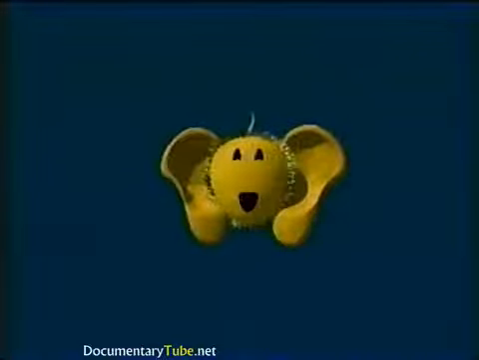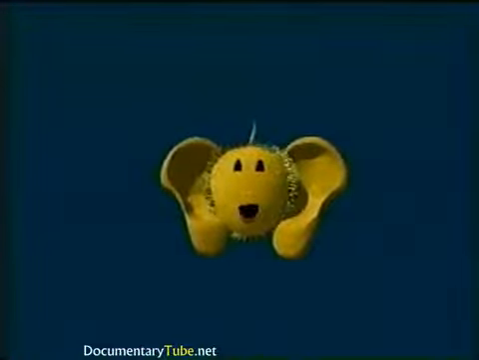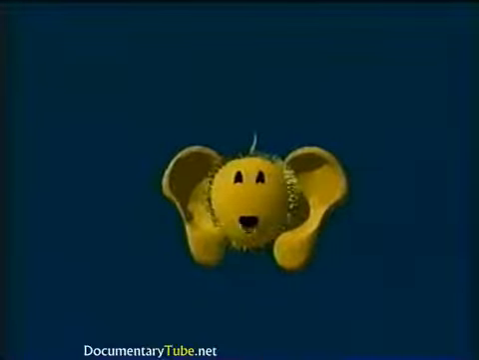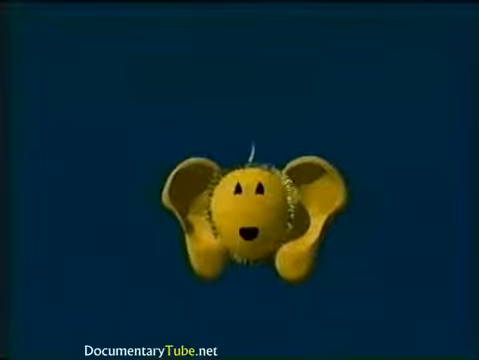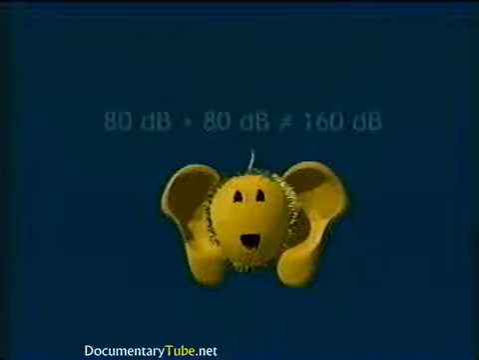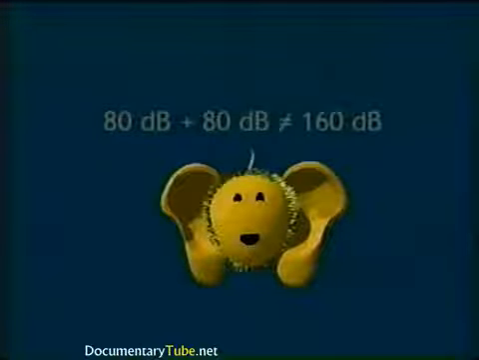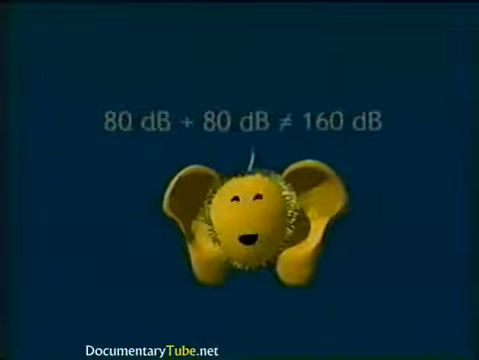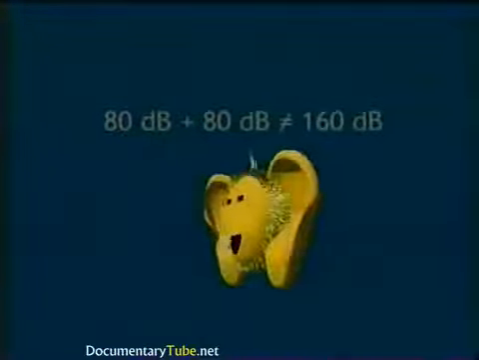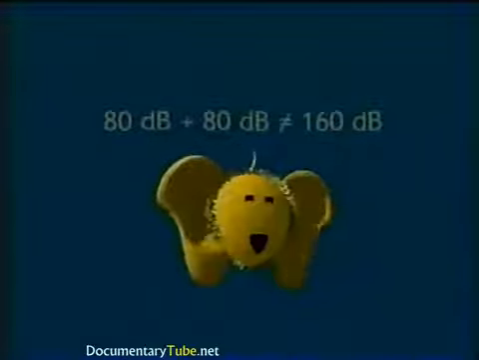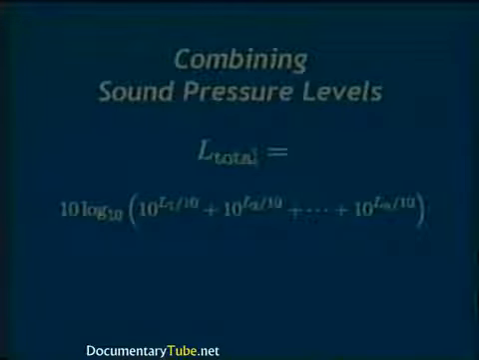The sound pressure level is often represented by a capital L. We will now use L to help explain the combining of sound pressure levels. When you need to add sound pressure levels, it is not a simple matter of algebraically adding the numbers. 80 dB plus 80 dB does not equal 160 dB. As explained earlier in the presentation, the decibel scale is logarithmic.